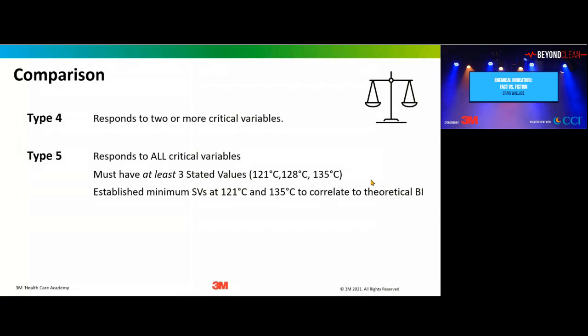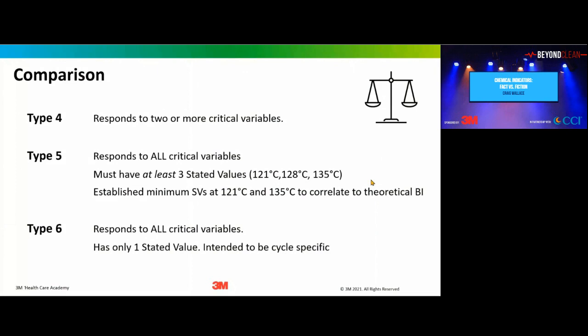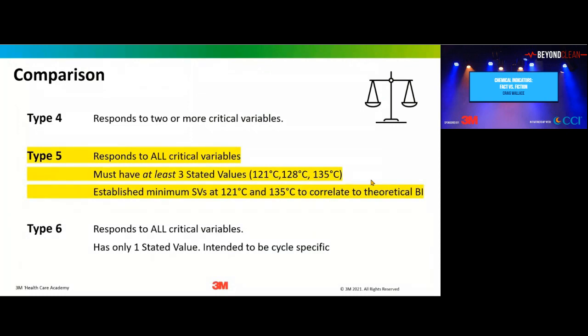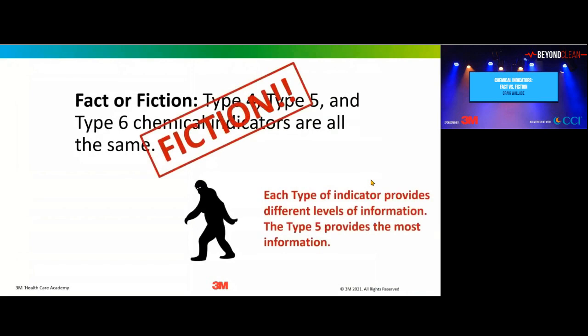And then finally, the type 6 also responds to all the variables, only one stated value, and it's intended to be cycle specific. So when we digest all of that information, what do we end up with? The type 5, I highlight that because as we had said before, it is a bit unique in its requirements. It provides the most information because of the link to the BI. So back to our question, type 4, 5, and 6, are they all the same? That is fiction. Each type of indicator provides different levels of information. And again, the type 5 provides the most information. So one more.